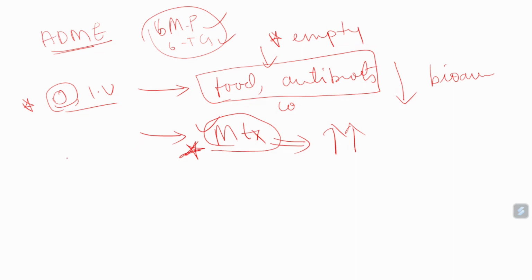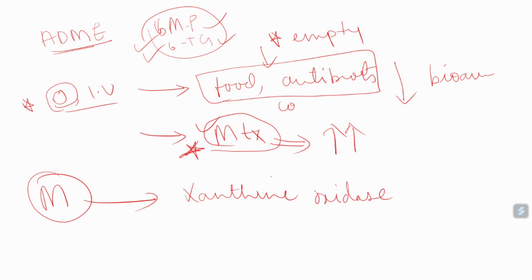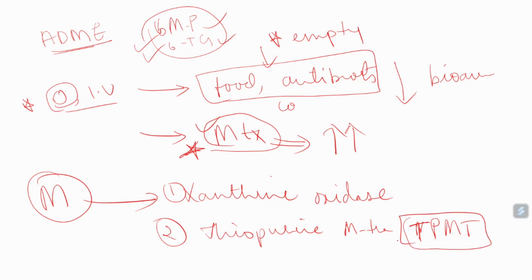When it is given, it is absorbed from the GI tract. This interaction you already understood. They are distributed in the body. And when it comes to metabolism, always remember we have two enzymes for the metabolism of 6-mercaptopurine and 6-thioguanine. Number one, xanthine oxidase, which metabolizes these drugs. The second is thiopurine methyltransferase, also called TPMT. A very, very important enzyme. Always remember these two enzymes.